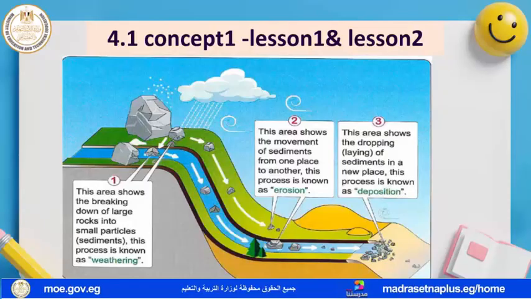Define weathering. It is the process of breaking down large rocks into sediments. What's the meaning of sediment? Small rocks. Number two, define erosion. It is the movement of sediments from one place to another. Number three, what's the meaning of deposition? It is the process of dropping or laying of sediment in new places.